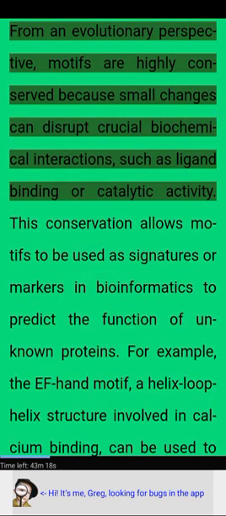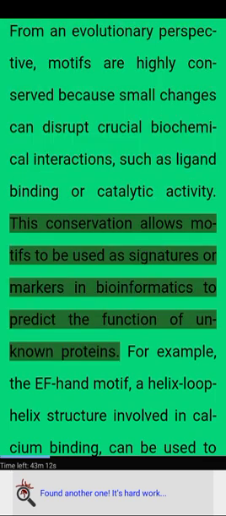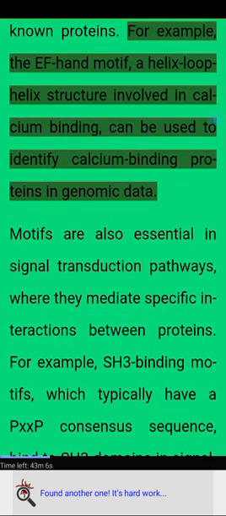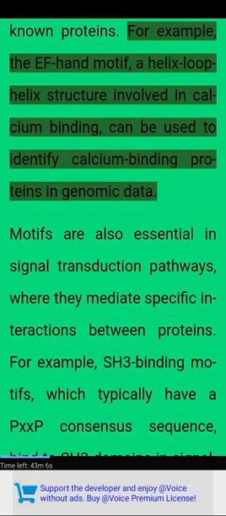From an evolutionary perspective, motifs are highly conserved because small changes can disrupt crucial biochemical interactions, such as ligand binding or catalytic activity. This conservation allows motifs to be used as signatures or markers in bioinformatics to predict the function of unknown proteins. For example, the EF hand motif, a helix-loop-helix structure involved in calcium binding, can be used to identify calcium binding proteins in genomic data.